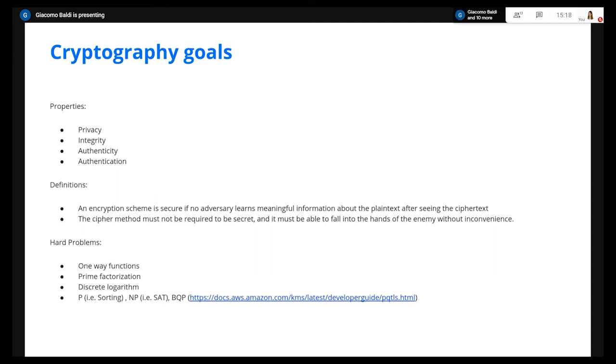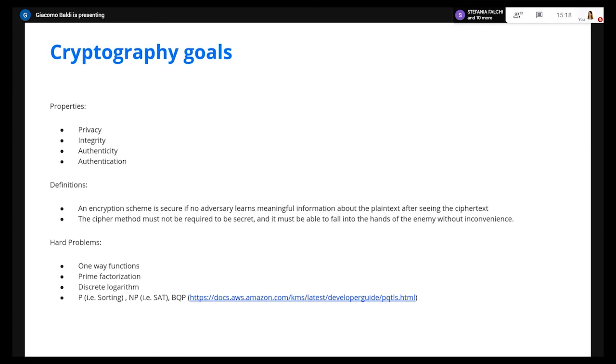I mean, anytime I'm not clear enough, stop me. So there are problems that are easy to verify and difficult to solve. This is the basis of every cryptography primitive that we are going to see in the next slides, and it is the basis of any cryptography implementation, any cryptography theory.